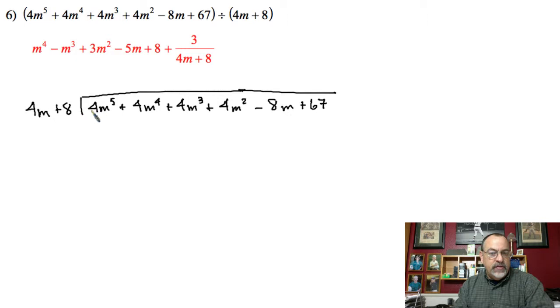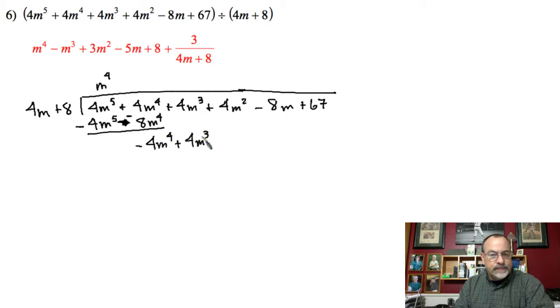So 4m into 4m to the 5th, well, that's going to be m to the 4th. Notice this is always one less than this. Something to note for further reference. This is always one less than this. All right, so m to the 4th times this is 4m to the 5th. And then this times this is going to be 8m to the 4th. Now, we're going to change the sign of both. Remember that? So that's 0. And 4 minus 8 is negative 4m to the 4th. And then I'm going to bring down my next one.